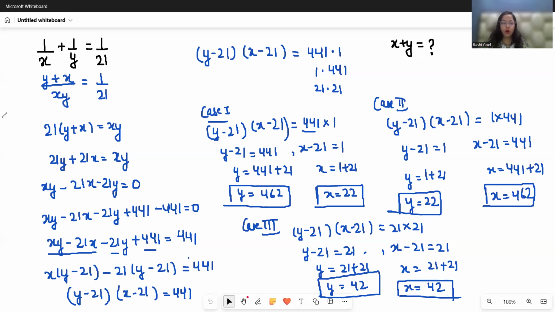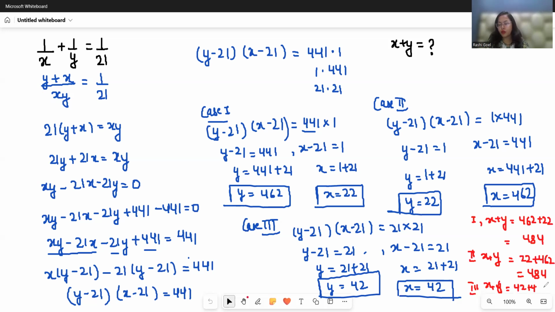Now we have to find the value of x plus y in each case. So case 1 is x plus y: 462 plus 22, which equals 484. Case second, x plus y: 22 plus 462, again 484. And case third, x plus y: 42 plus 42, which equals 84. So these are the three, or two possible values you can say.